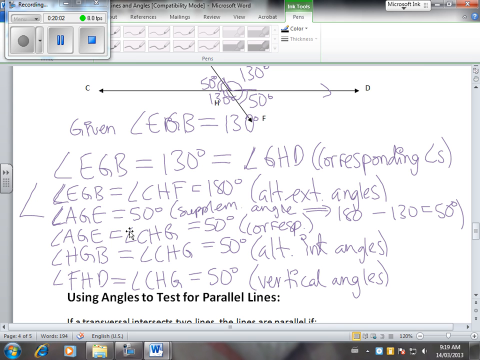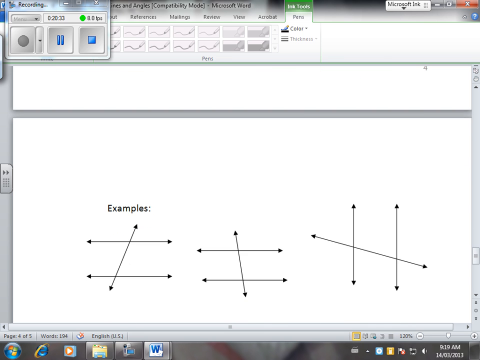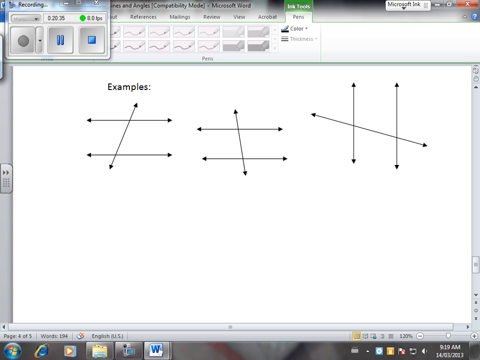And then lastly, we can use angles to test for parallel lines. So in this case, you could be given the angles and asked, are these lines parallel? How do you know? Okay, so if a transversal intersects two lines, the lines are parallel if corresponding angles are equal, alternate interior angles are equal, alternate exterior angles are equal, and consecutive interior angles are supplementary. You do not need all of these, but you need to prove at least one. So let's do these ones together.